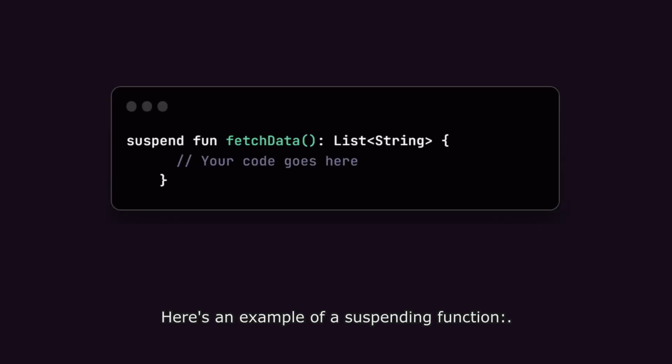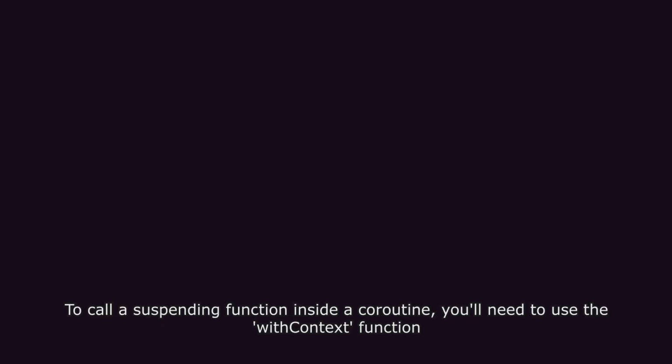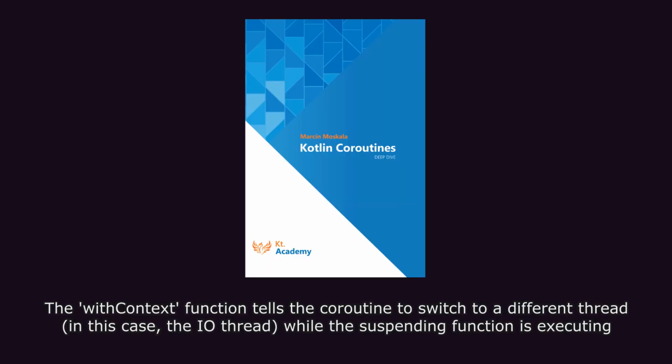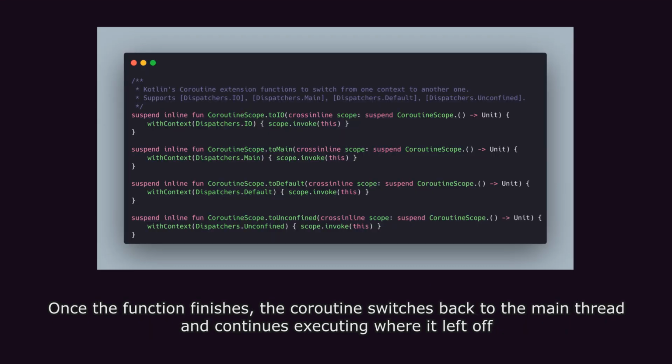Here's an example of a suspending function. To call a suspending function inside a coroutine, you'll need to use the withContext function. Here's an example. The withContext function tells the coroutine to switch. Once the function finishes, the coroutine switches back to the main thread and continues executing where it left off.